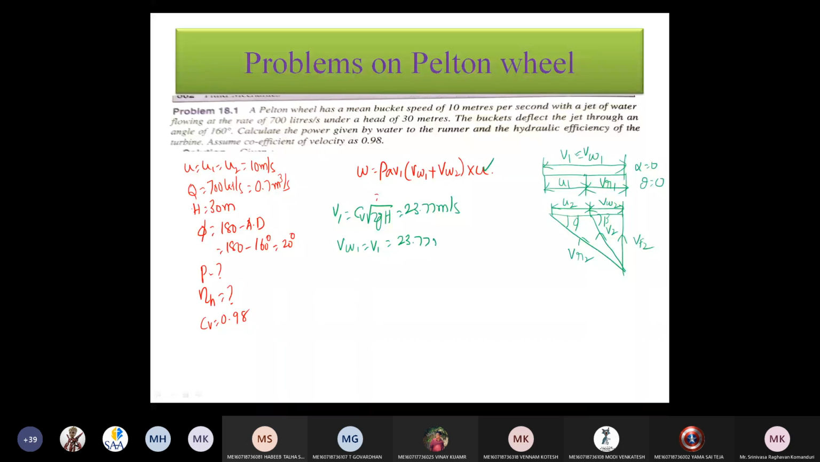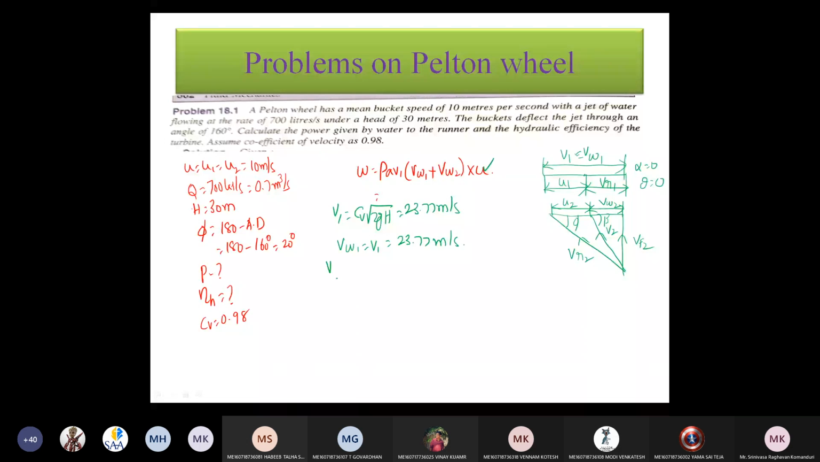23.77 meters per second. So how to find out VW2 with the given data? Sir, V1 minus U, sir. Hmm? V1 minus U. I am talking about VW2. If you calculate V1 minus U, what will happen? It becomes VR1.